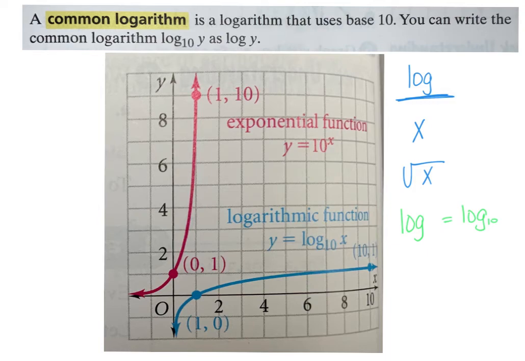There's a way to do change of base. We're going to learn it. But you're not just going to plug in a log and tell it what base to do. It's going to do base 10. That is an understood base for your common log.